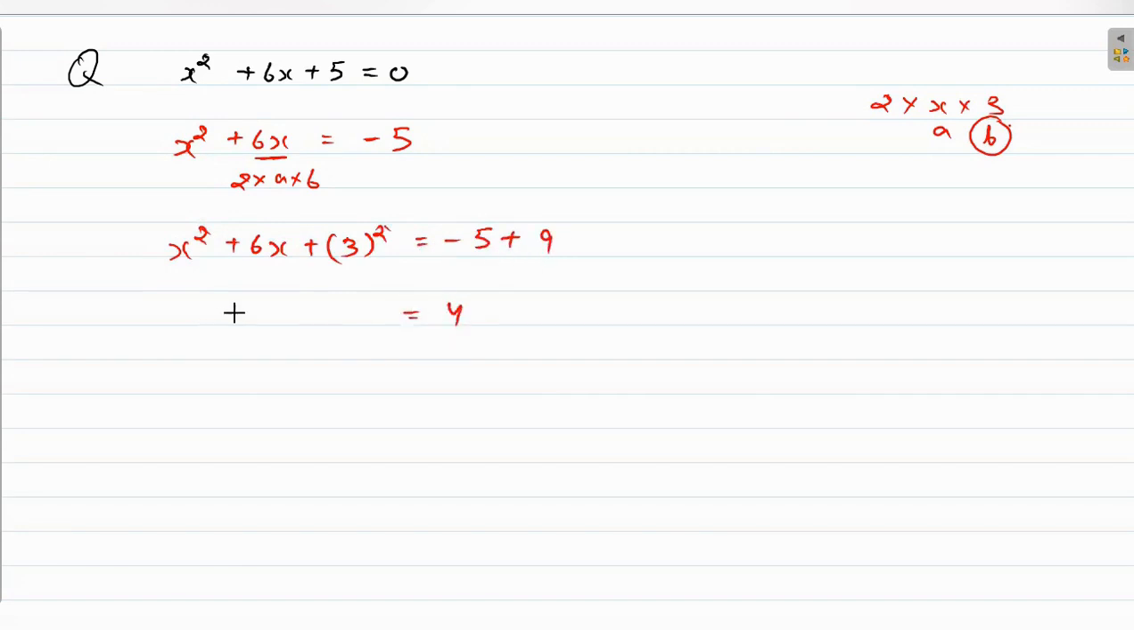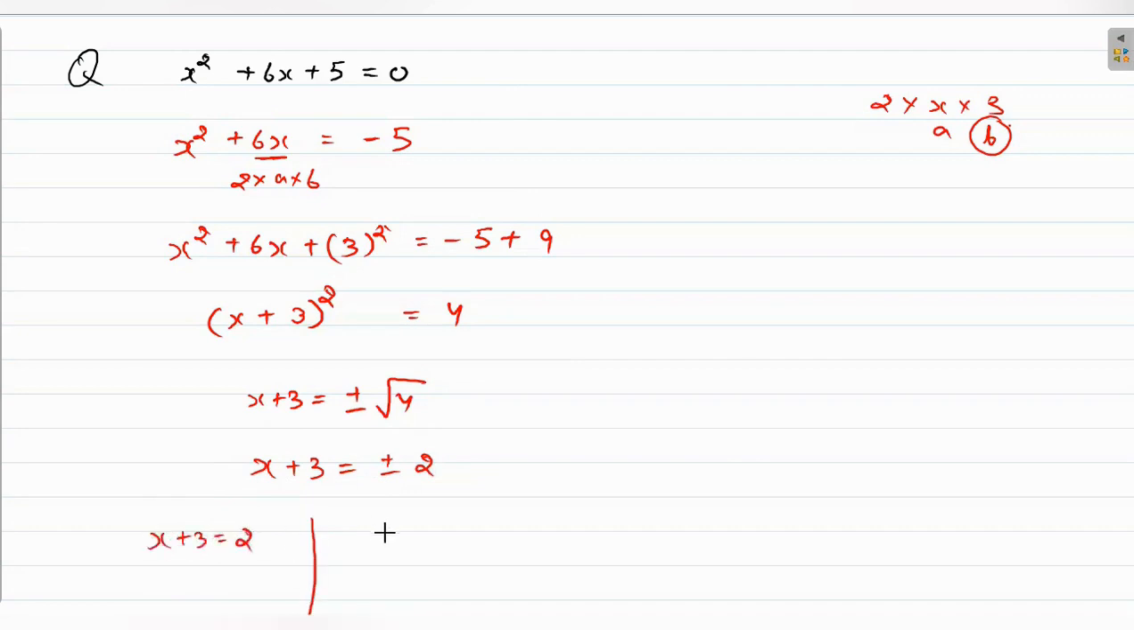Yes or no? I got a positive 4, and on this side I got x plus 3 whole square. Yes or no? And then what will be the next step? The next step will be x plus 3 equal to the square root of 4 with a plus minus sign. So I got two values, x plus 3 equal to plus minus 2. The square root of 4 is 2. So I can solve it. x plus 3 equal to positive 2, and x plus 3 equal to negative 2. So x will come out to be negative 1, and x will come out to be how much? Negative 5. Get it?